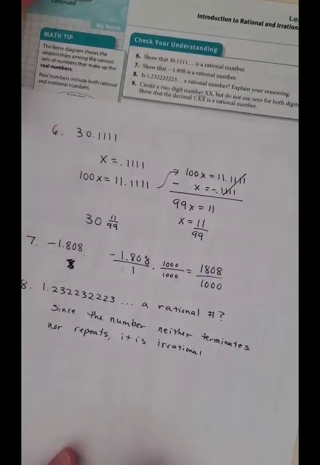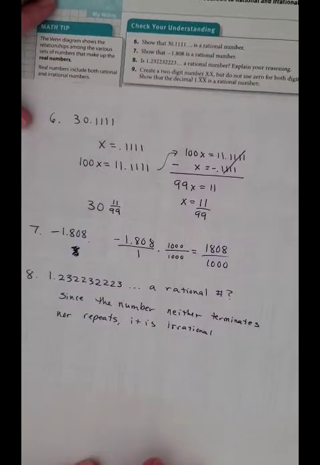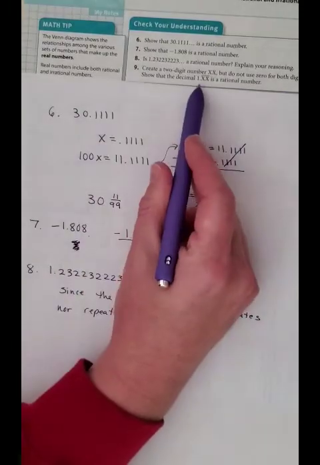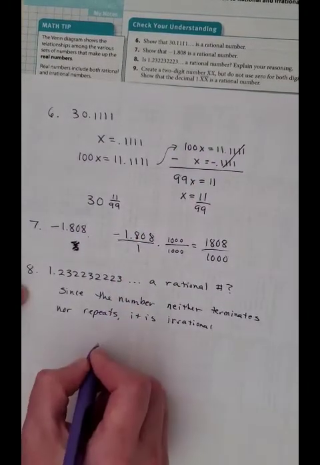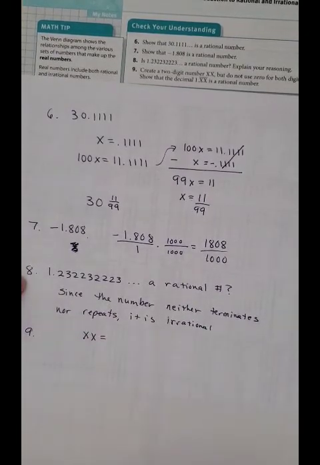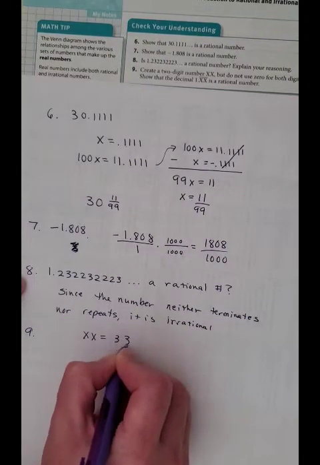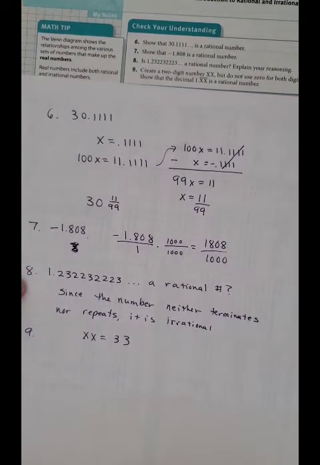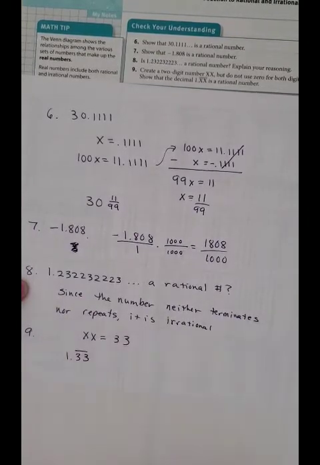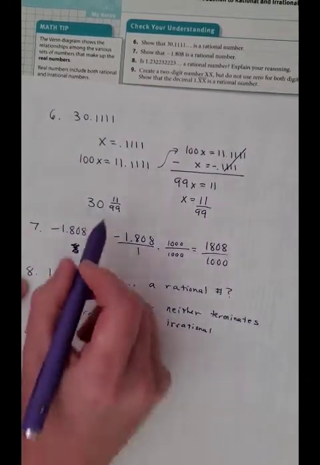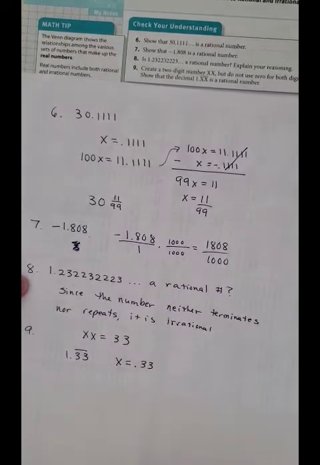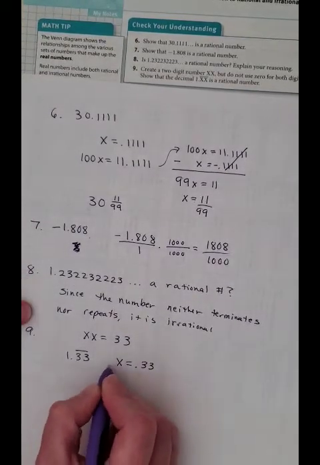And finally, number 9, it says create a 2-digit number XX, but do not use 0 for both digits. So show that the decimal 1.XX repeating is rational. All right, so I'm going to create my XX. In my case, I'm going to make it be 33. So I'm going to show that the decimal 1.33 repeating is rational. To do that, I'm going to apply this same method. I'm going to let x equal 0.33, and then multiply both sides by 100.